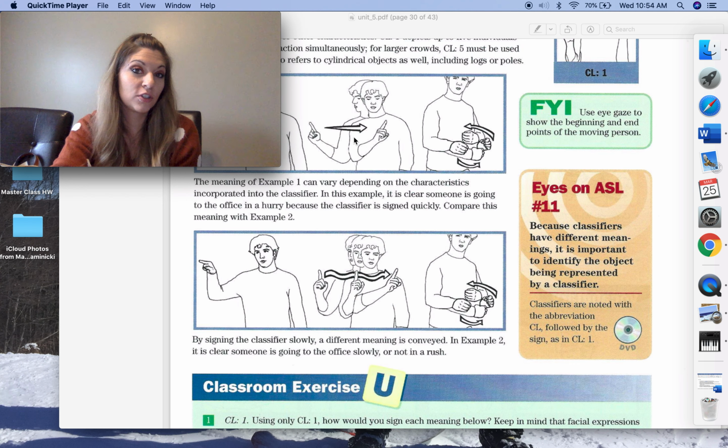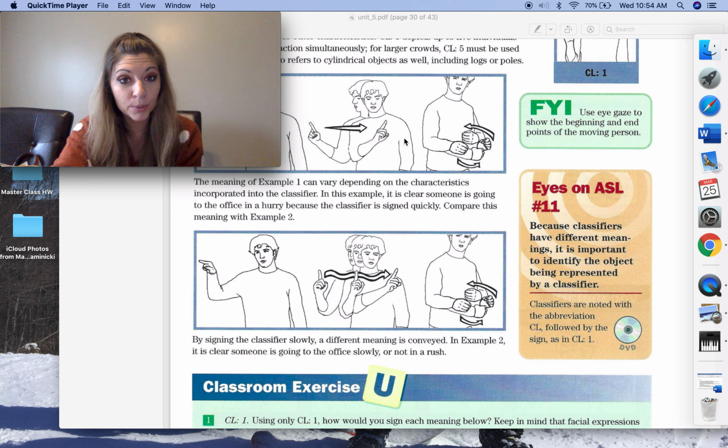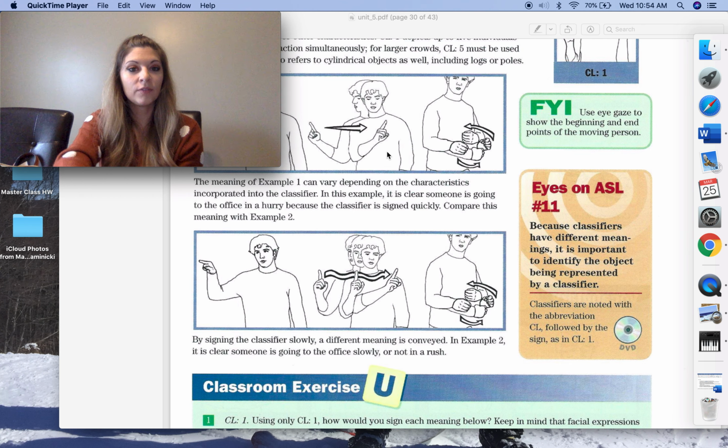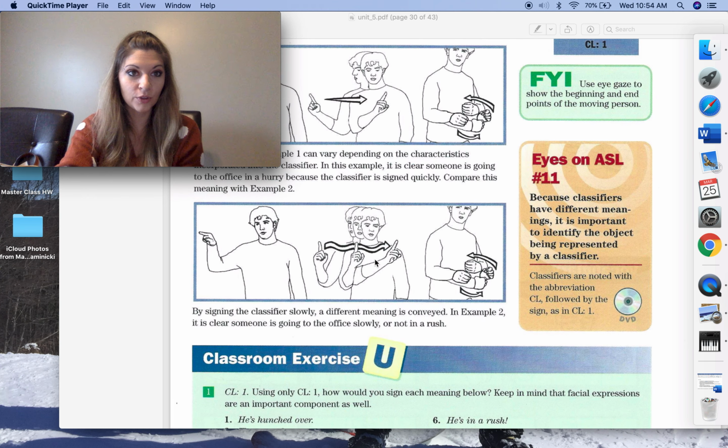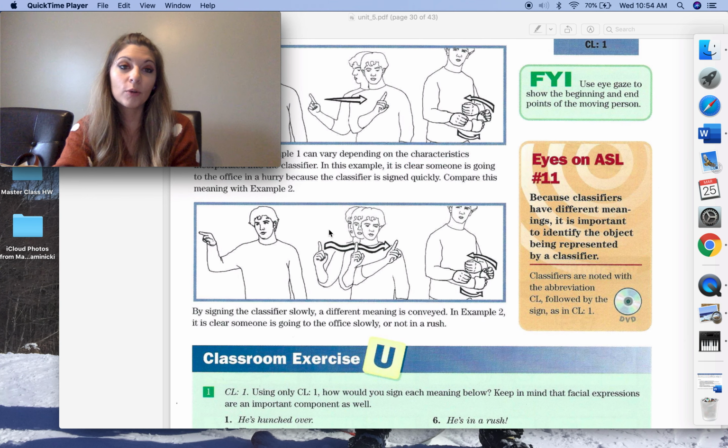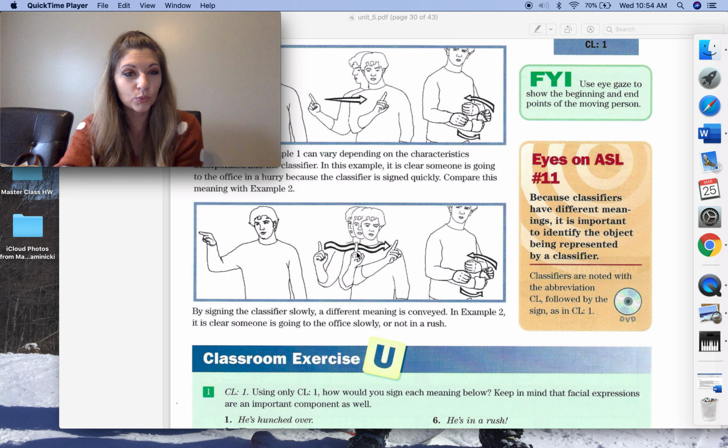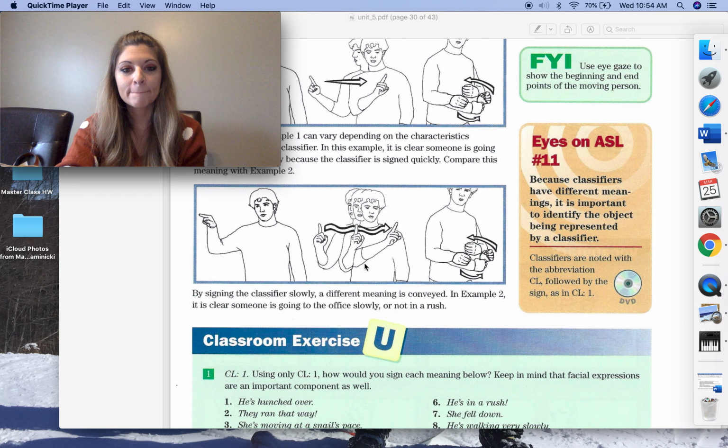Is this person just strolling to the office because they have to drop off a paper? Or they're going to the office because they're upset about something, whereas this person maybe just got in trouble, so they're trying to lag the time, or maybe they're just carelessly walking to the office. It really depends on the rest of your sentence or conversation, but just because of a little movement and change to a classifier, the whole thing has changed.